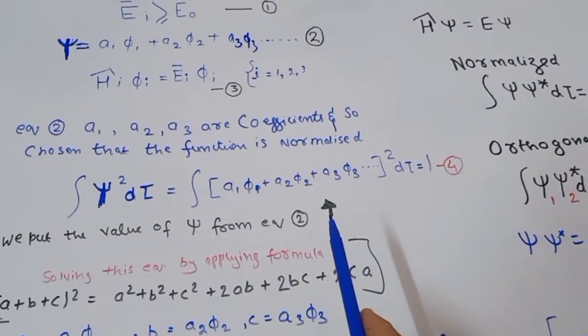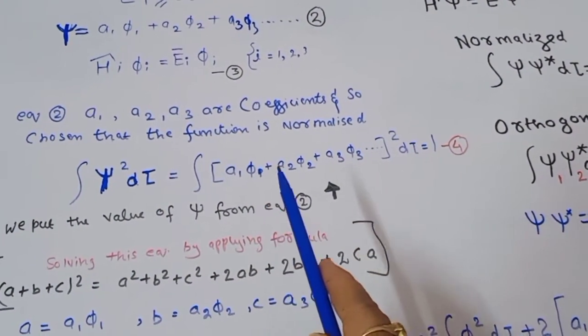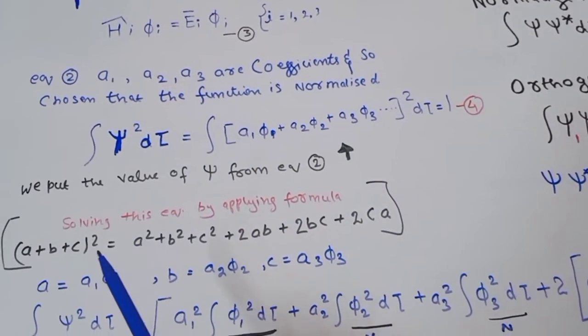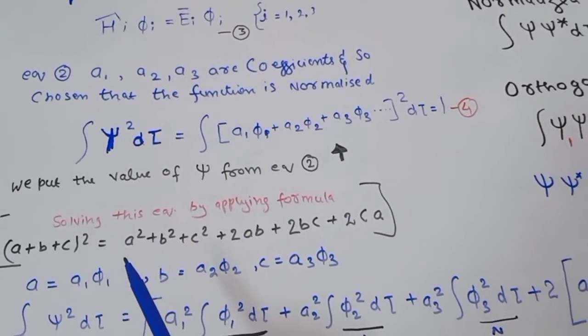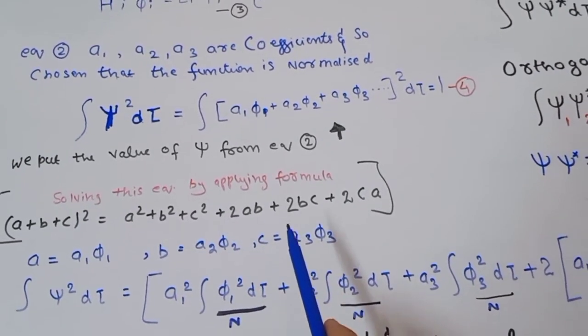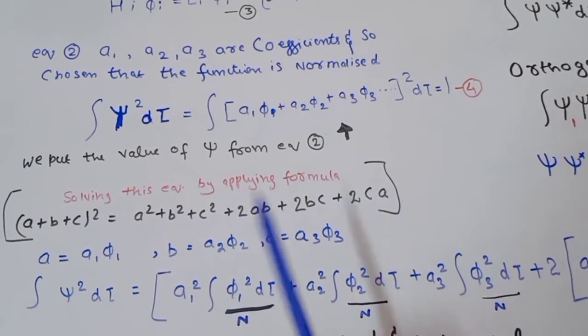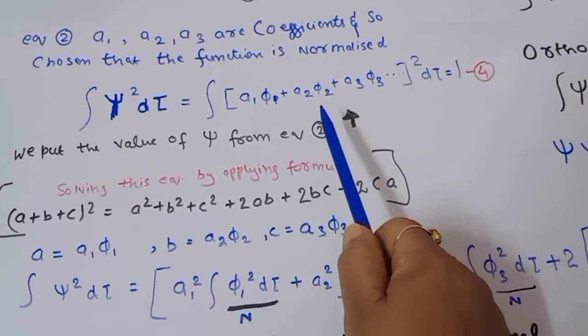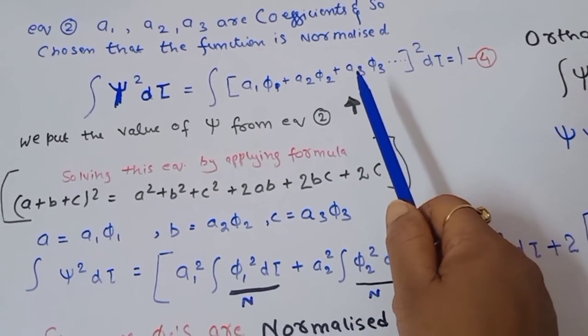Now we will solve this a plus b plus c whole square by applying the formula: a plus b plus c whole square is equal to a square plus b square plus c square plus 2ab plus 2bc plus 2ca. Here a will be A1 phi1, b will be A2 phi2 and c will be A3 phi3.